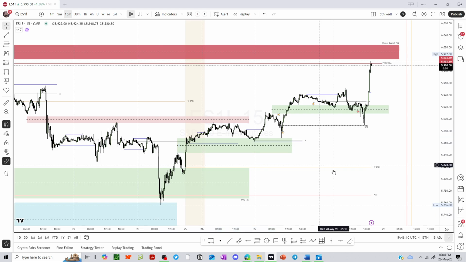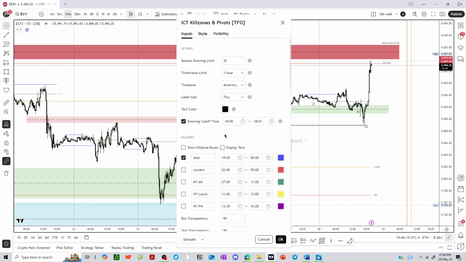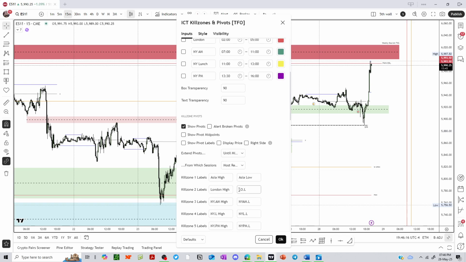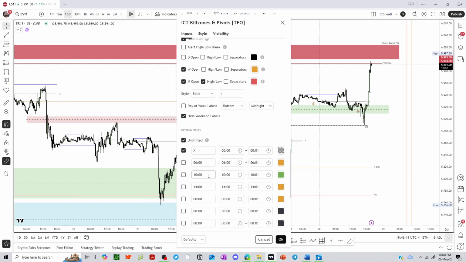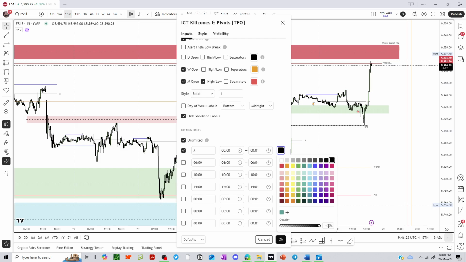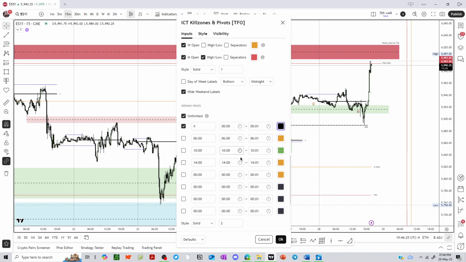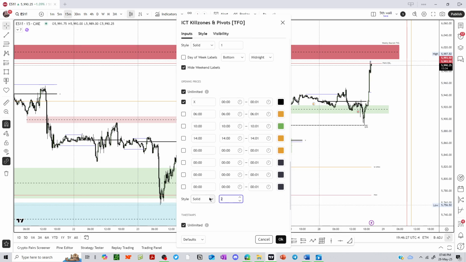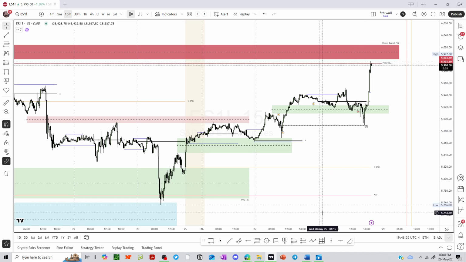Oof, type of stuttering going on there. Anyway, I don't like this gray here. I think I always play around with this color of the midnight open. Let's leave it at 2 or something. All right. What else is there? I think that's pretty straightforward.